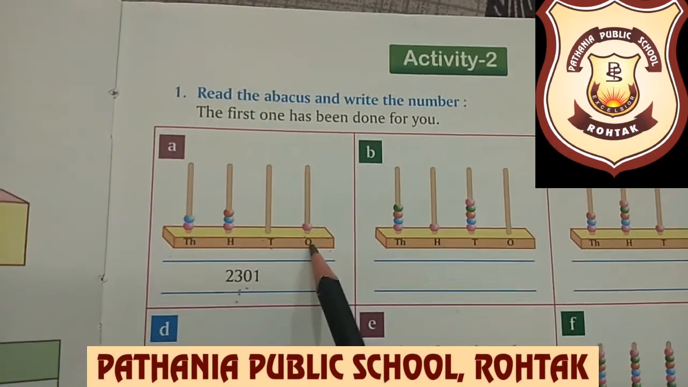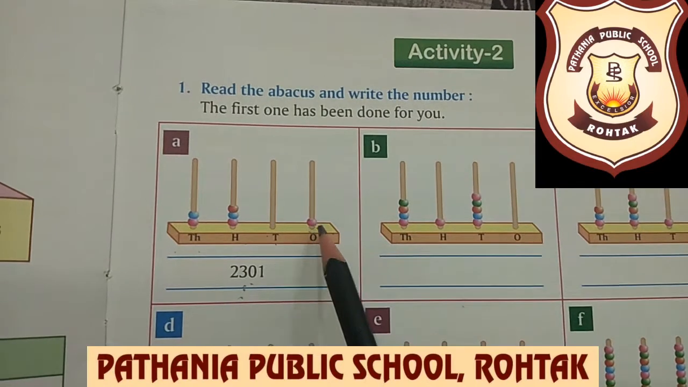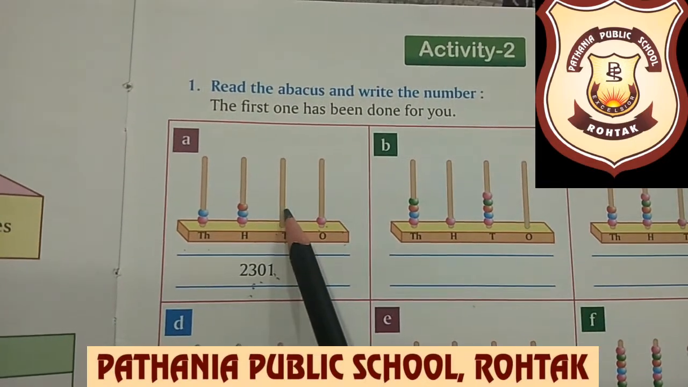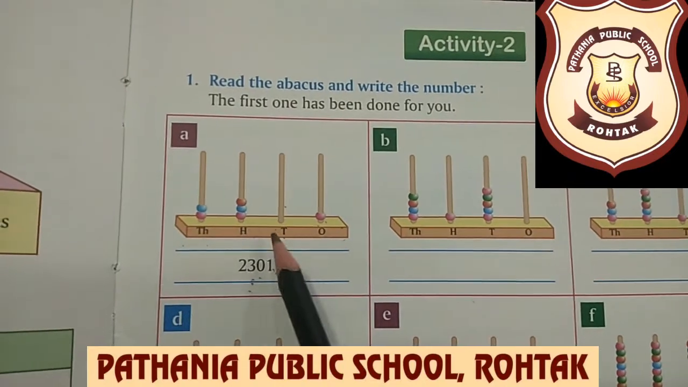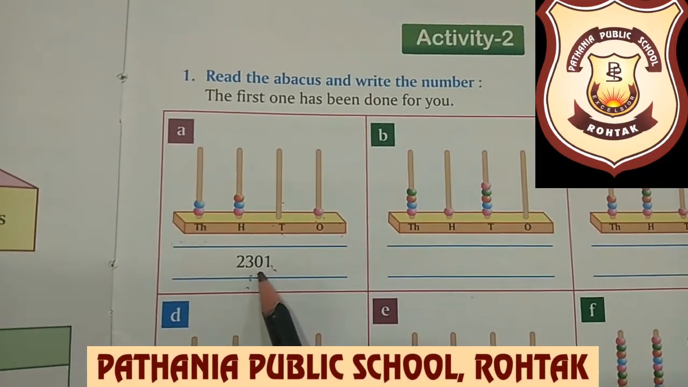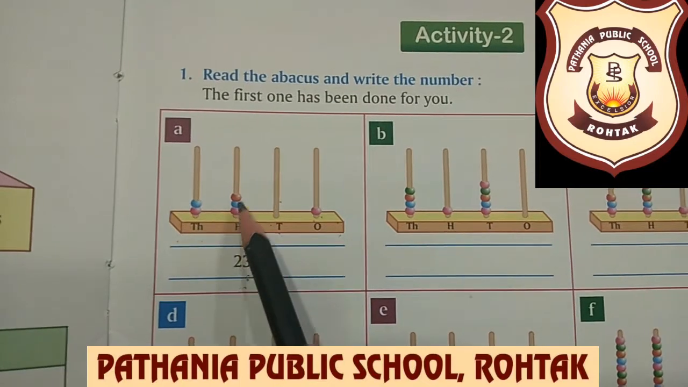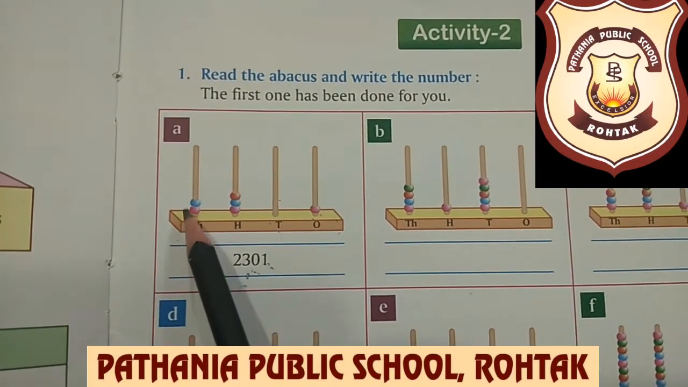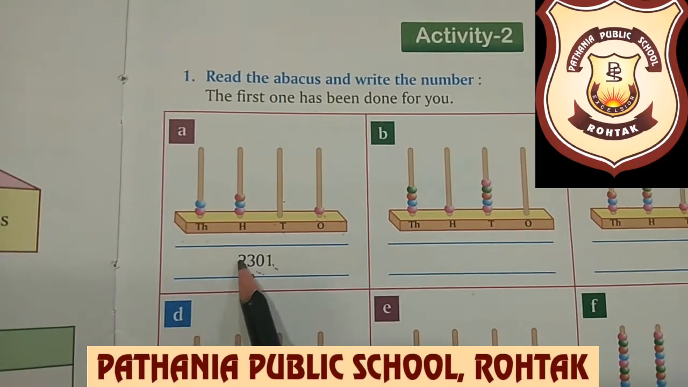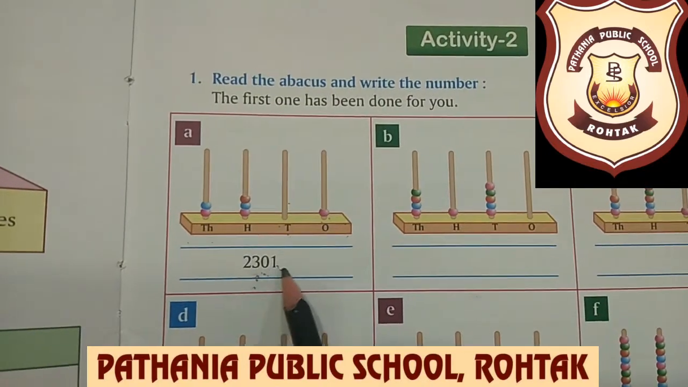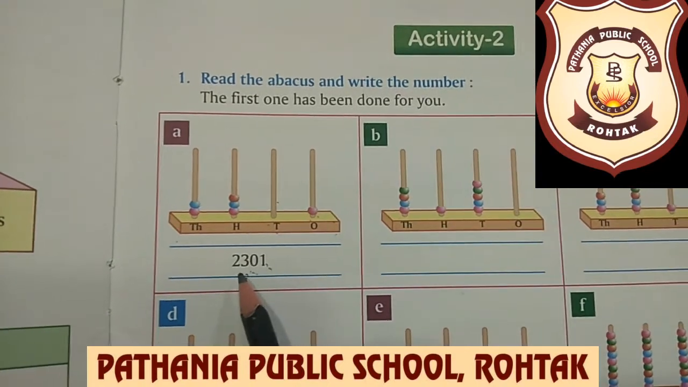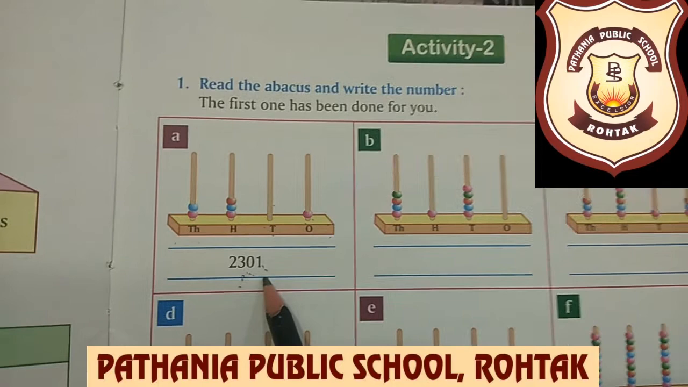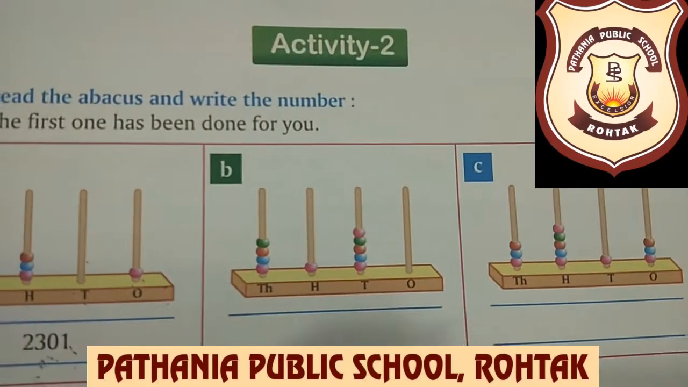See, here at ones place only one bead was there, so we have written 1 only. At tens place no bead is there. Whensoever no bead is there, we write 0. At hundreds place 3 beads were there, so we write 3. And at thousands place 2 beads were there, so we have written 2. And by writing all the numbers, we got our number which is 2301. Same pattern we will follow in the next.